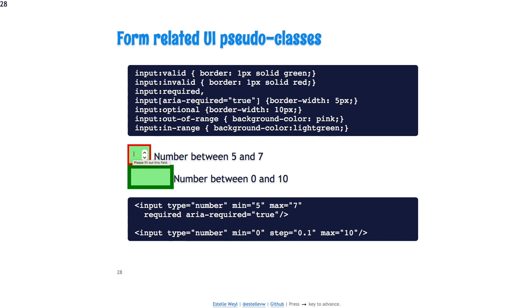It has a red border because it is required, and therefore, it is not optional. It's not valid because there is no value. The second I put a value in, it is still invalid, but it is also out of range because that value is not between 5 and 7.